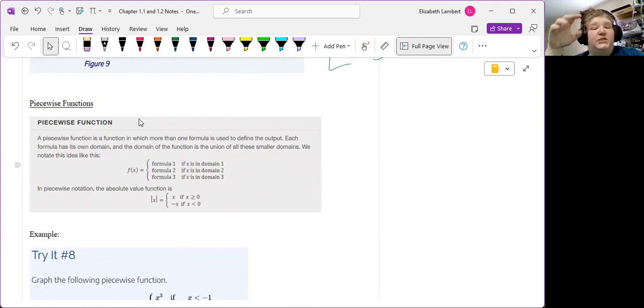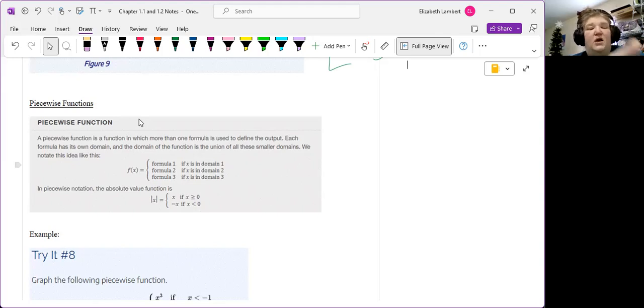So a piecewise function is a function in which more than one formula is used to define the output. Each formula has its own domain, and the domain of the function is the union of all of these smaller domains. We notate this idea like this: f of x equals formula 1 if x is in domain 1, and so on. So classic example, the absolute value function, we can write it as a piecewise function.